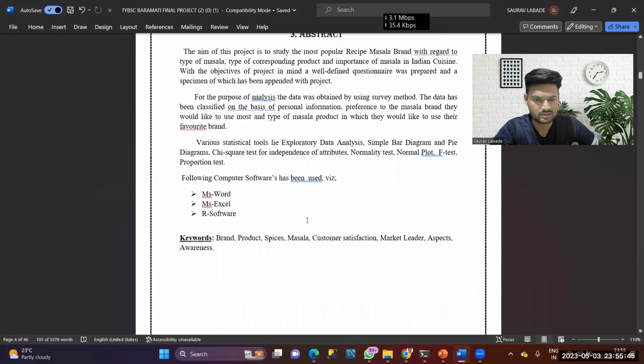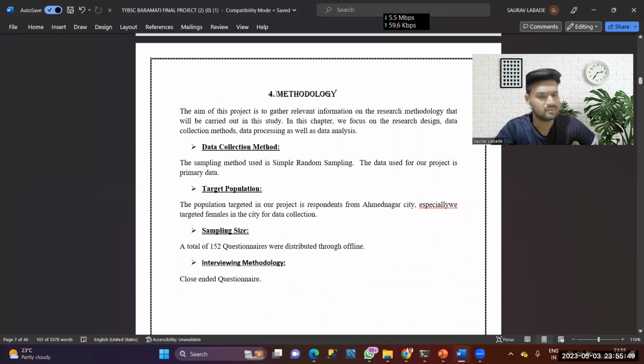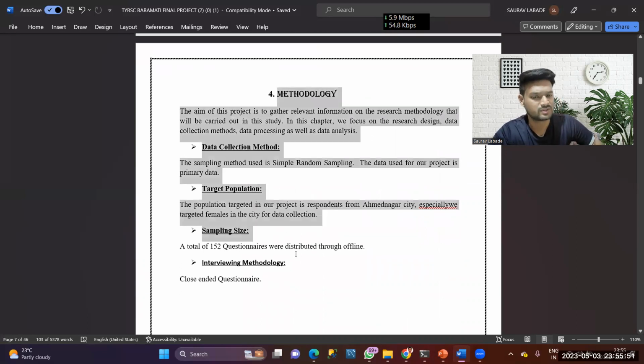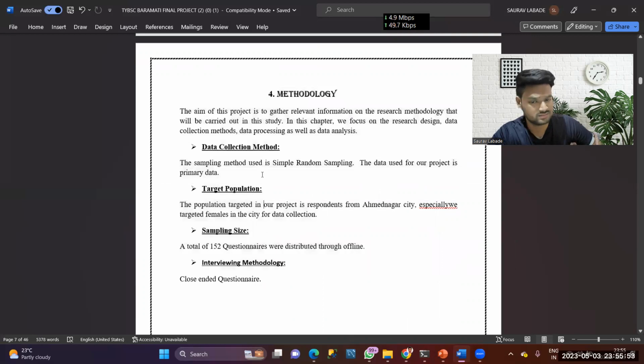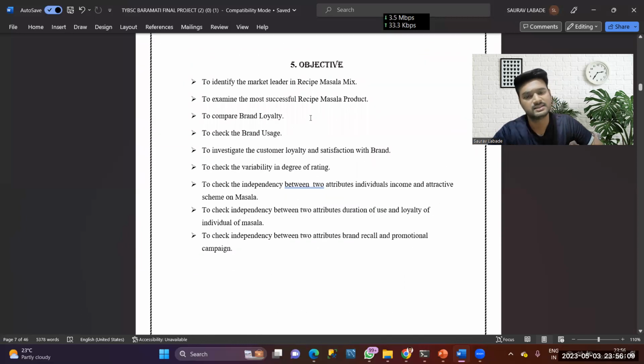Motivation, abstract, methodology. Yes, if you want to include this methodology, that means how you did your data collection, what was your method of data collection, what was the target population, sampling size, interview methodology, then you can do that. And if you don't want to include that, then you can leave out this methodology. But yes, this page is important. You must represent the objective.